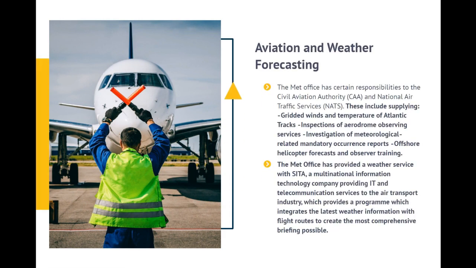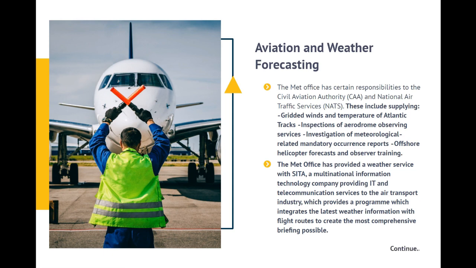The Met Office has certain responsibilities to the Civil Aviation Authority, CAA, and National Air Traffic Services, NATS. These include supplying gridded winds and temperature of Atlantic tracks, inspections of aerodrome observing services, investigation of meteorological-related mandatory occurrence reports, offshore helicopter forecasts and observer training.